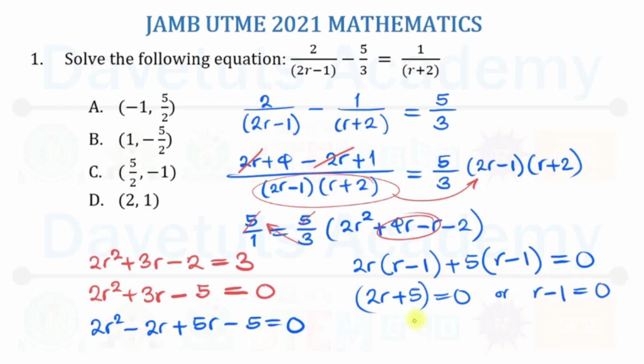Of course, if I go ahead to solve that, here you can see that 5 moving to the other side will be minus 5, so that r will be minus 5 over 2, or in this other case, r will be 1. And looking at the options, I can see that minus 5 over 2 and 1, that is option B, and that will be sufficient for the solution.